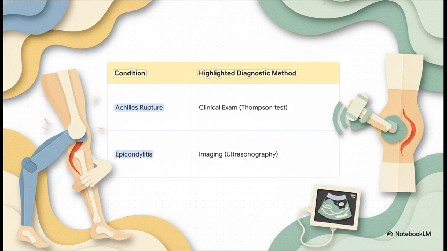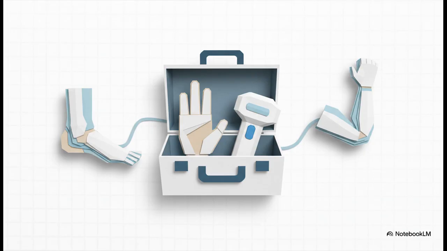But for a chronic, degenerative condition like epicondylitis, your focus shifts to imaging, specifically ultrasonography, so you can actually see the tissue changes. And that's the big point, right? There is no one-size-fits-all diagnostic strategy. You have to tailor your approach. You need to understand the pathology you're up against to pick the right tool for the job, whether that tool is your own two hands, an ultrasound probe, or more often than not, a smart combination of both.